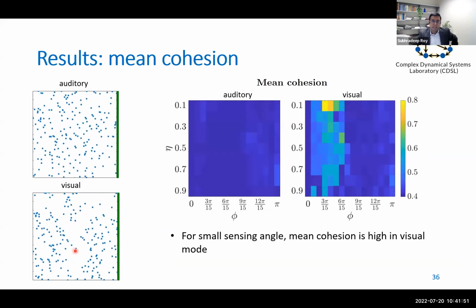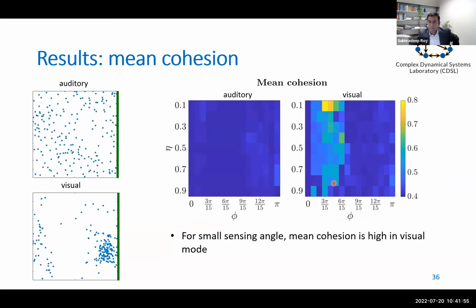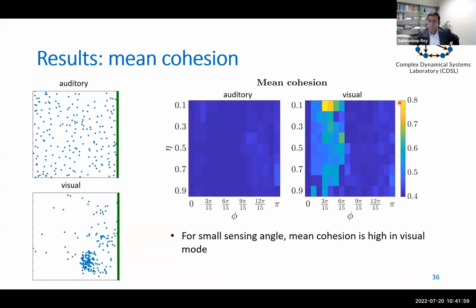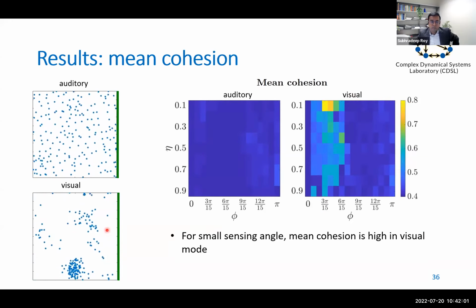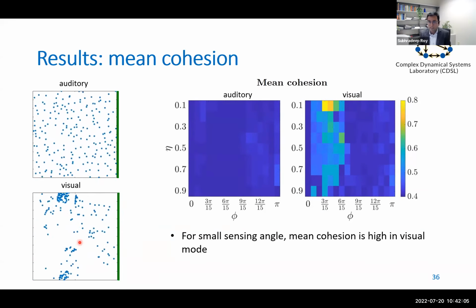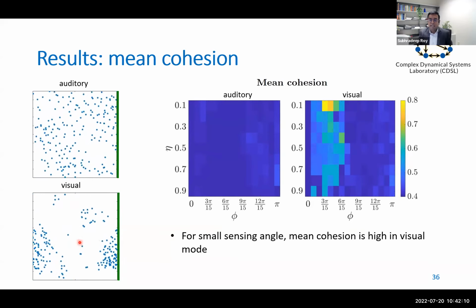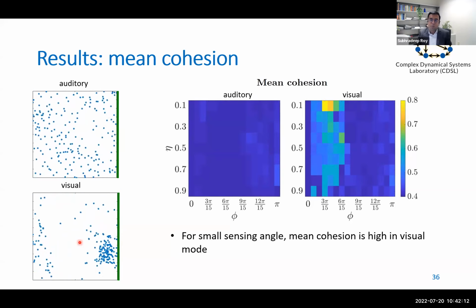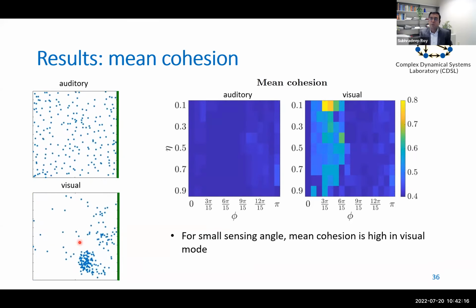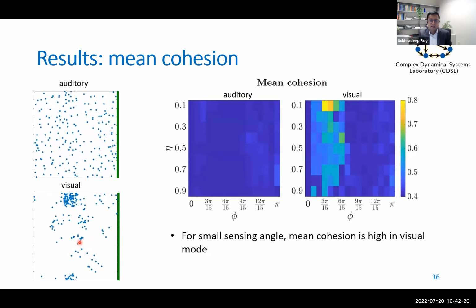Now going to cohesion, we see again the interesting thing happens when we have small sensing angles. For the small sensing angles, we see now a higher value of cohesion in the visual mode. This is the visual mode over here because we are forming closely packed clusters. So the take-home message over here is that the sensing modalities have a key role to play in how the group-level behaviors would be. At least that's what we can learn from this simple ideal simulation setup.